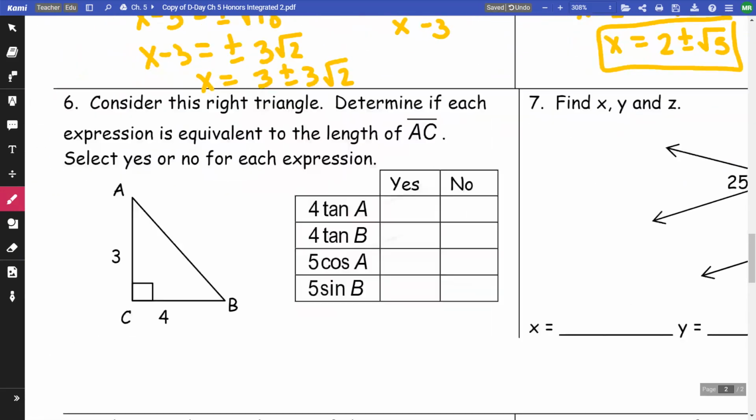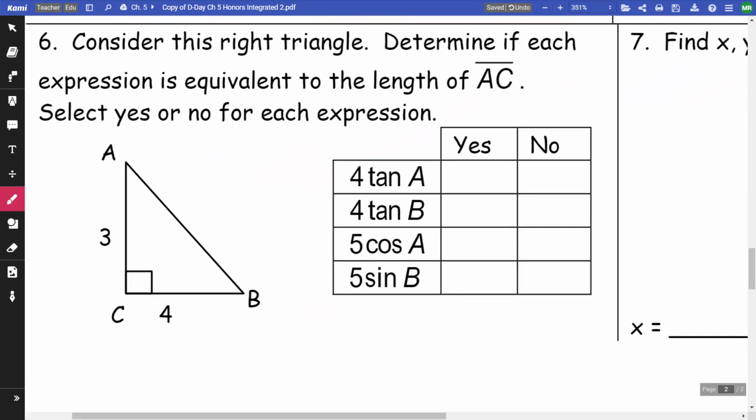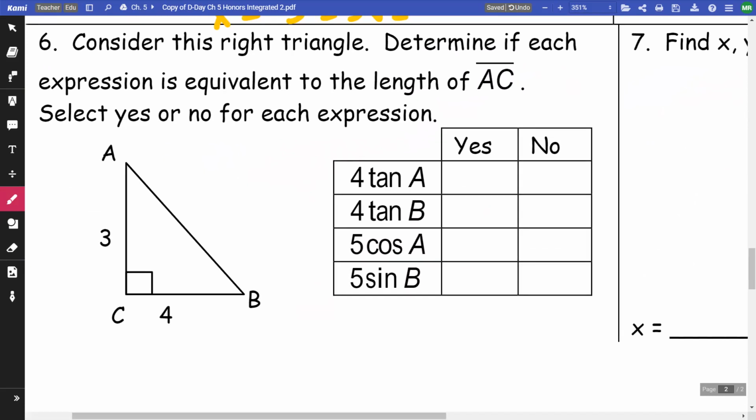Okay. On number 6, we're looking at this to decide which expressions, it says determine if each expression is equivalent to the length of AC. Okay, so this is AC here.